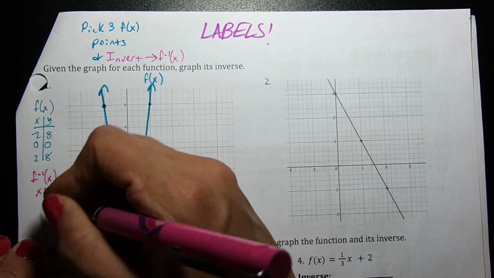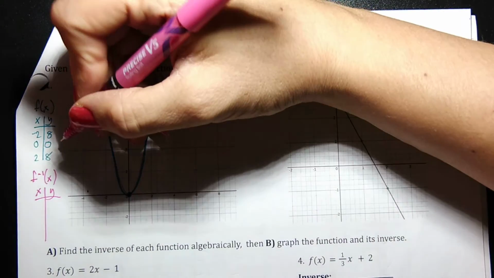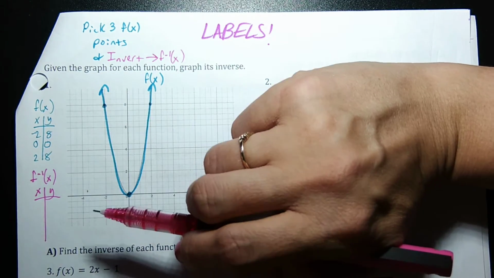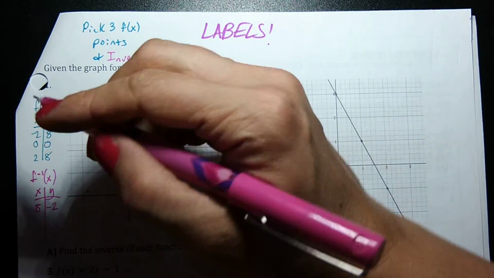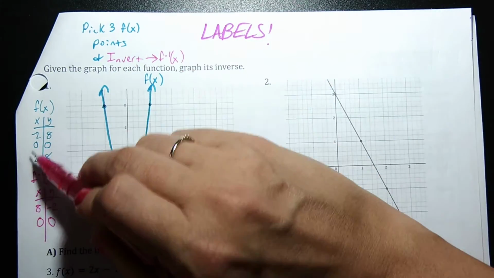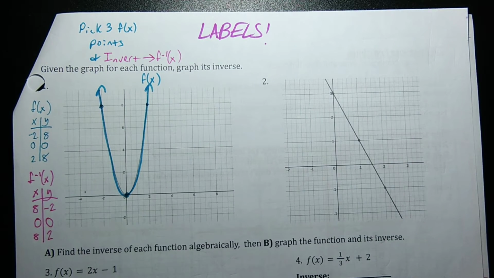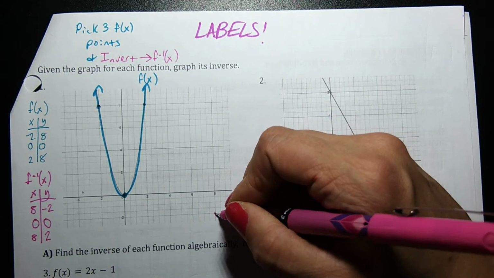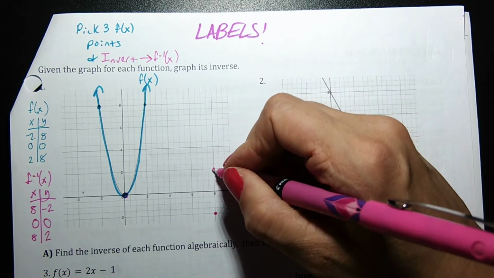And we're going to switch all those x's and y's. So what's going to happen to this point, -2, 8? 8, -2. We just flip-flop the coordinates. 0, 0 is going to stay 0, 0. If I flip 2, 8, it becomes 8, 2. And now I plot these points. So 8, -2, boink, 0, 0, boink, and 8, 2, boink.